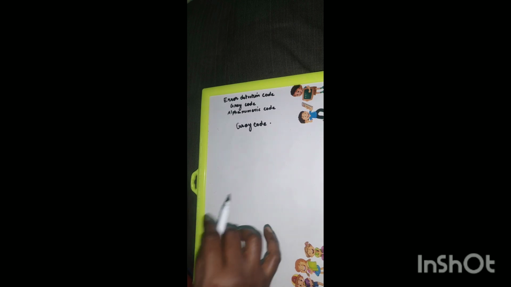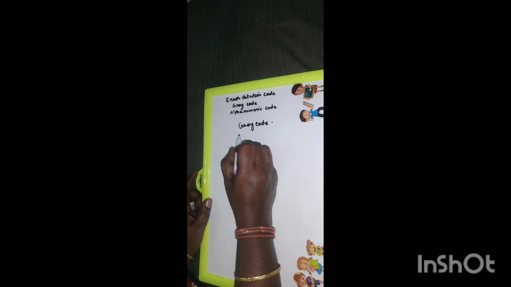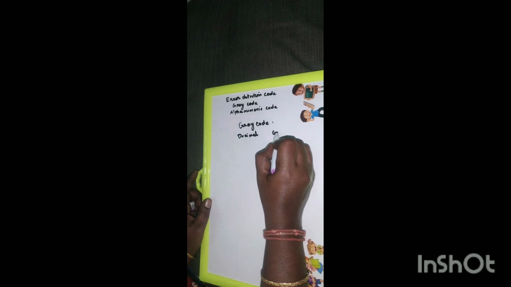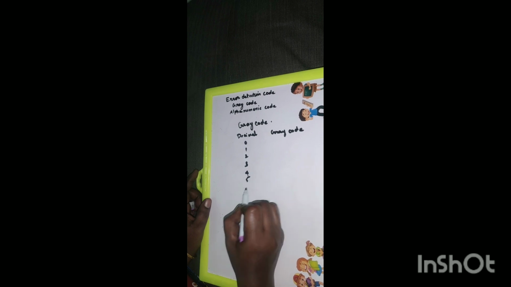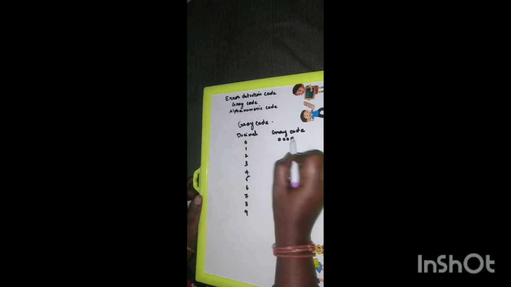In gray code, to represent the data from one message to another message, the gray code will differ by only one bit. Okay, we will see it with an example. I will write gray code for decimal numbers from 0 to 9. For 0, I put 4 zeros.